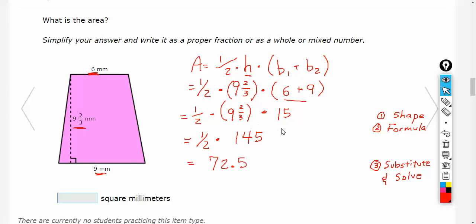So I put this into Google. Let me underline. I put this right here, 9 2/3 times 15 into Google. It came up with 145. I divided that by 2, and it gave me 72.5. So my answer here is 72.5. Okay.